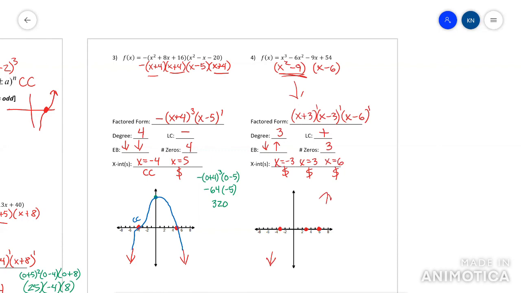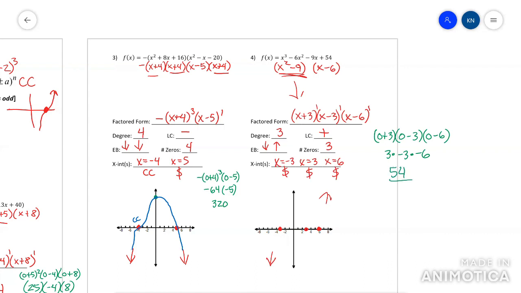The last thing I do before I start graphing is I take this equation right here, and I plug in x equals 0 to get my y-intercept. So that would look like this: 0 plus 3, 0 minus 3, and 0 minus 6. So that's going to be 3 times negative 3 times negative 6. So what's that, 48? No, 54.